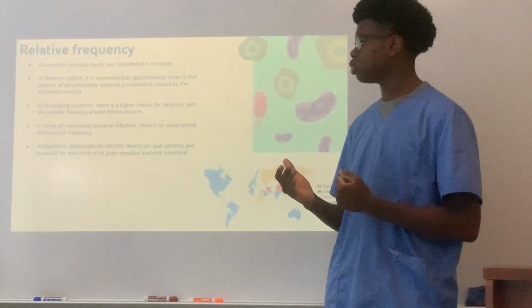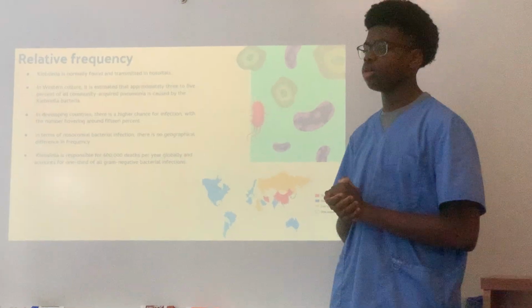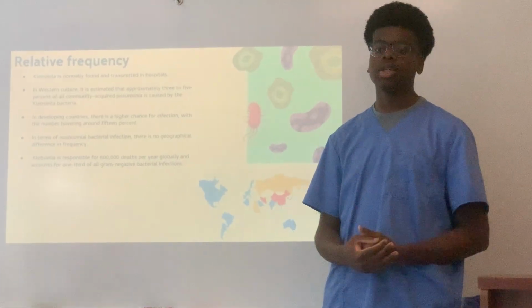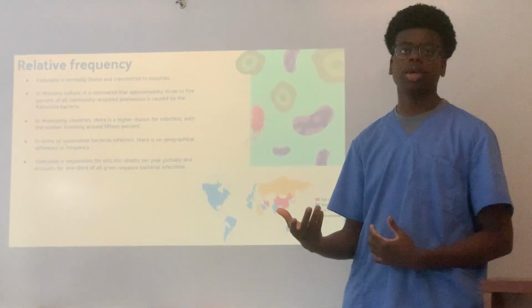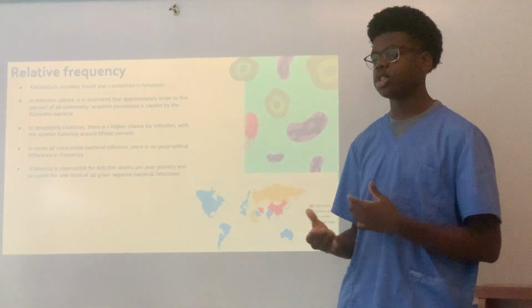What was I saying? Oh, yeah, it's responsible for 600,000 deaths per year, and accounts for one third of all gram-negative bacteria infections. And what gram-negative means is after a test they call gram staining, it's the color that appears after you test. So gram-negative just means that the color appeared.